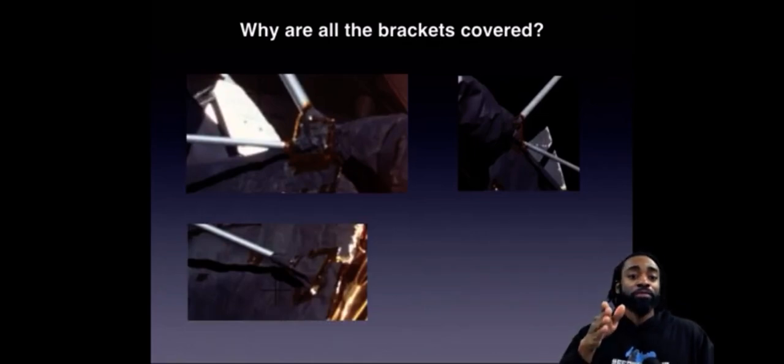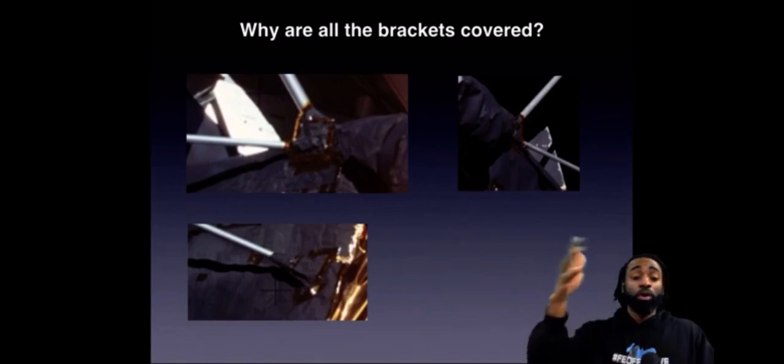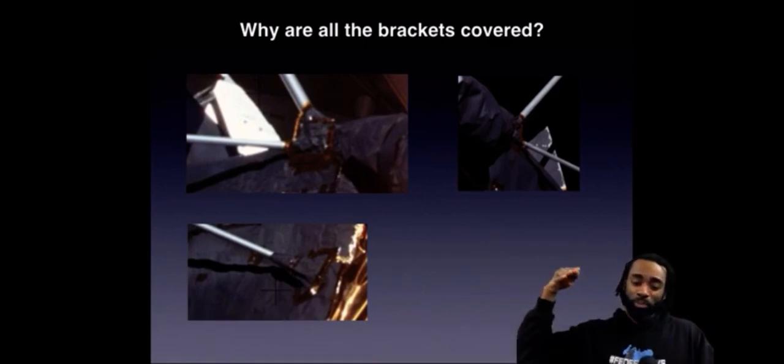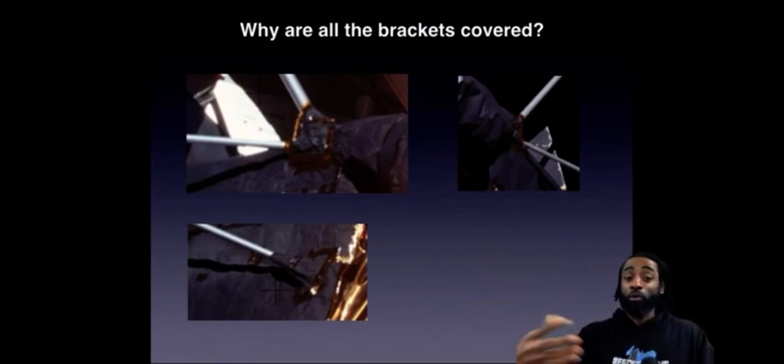And then, the brackets, meaning where the bar actually meets the frame of the lunar lander. Why are these all covered up? Like the bar connects to the frame. Why are you not showing us? Why is it that the way that the bar is connected to the frame, that's all covered up?